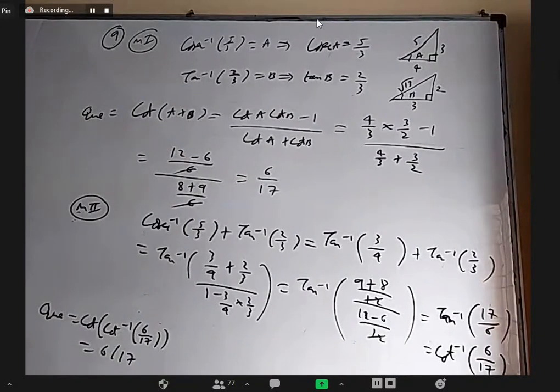Next question, one may ask, 2 tan inverse 1 by 3 is there, what to do? You can write that as tan inverse 1 by 3 plus tan inverse 1 by 3, and then use the tan inverse x plus tan inverse y formula.